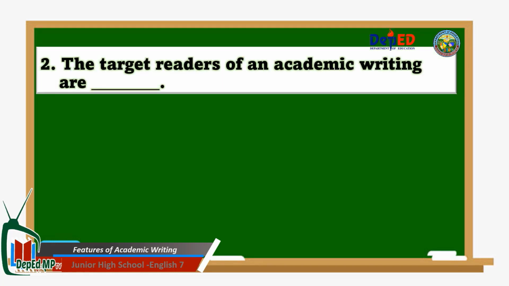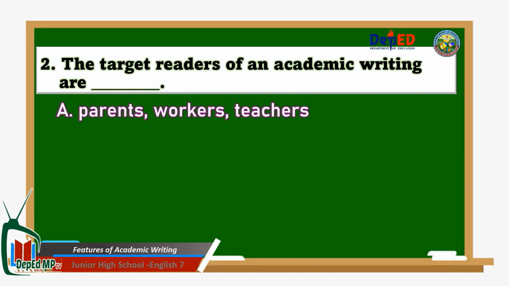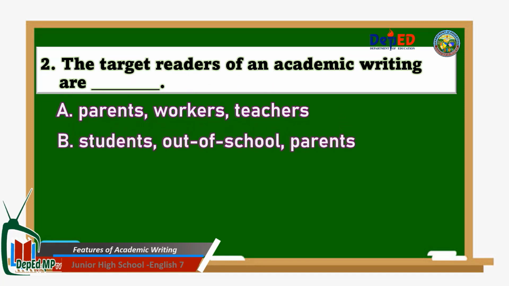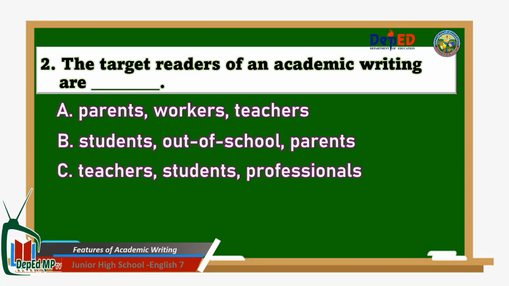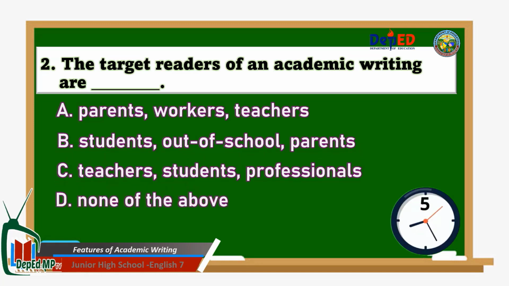2. The target readers of an academic writing are blank. A. Parents, workers, teachers. B. Students, out of school, parents. C. Teachers, students, professionals. D. None of the above.